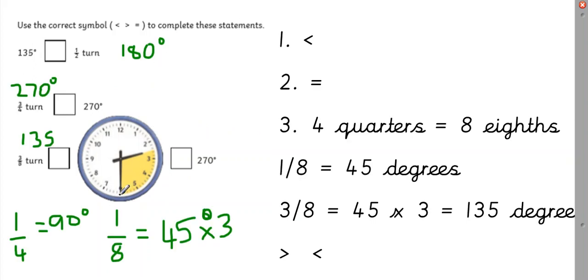And using our knowledge of degrees, we can see that 90 degrees would be there, and for this one it's slightly above 90 degrees. So we can see that 3/8, which is 135 degrees, would be larger than this one because it is only just over 90 degrees. And again, 270 degrees would be larger, so they should face this way. Well done if you got that one correct.